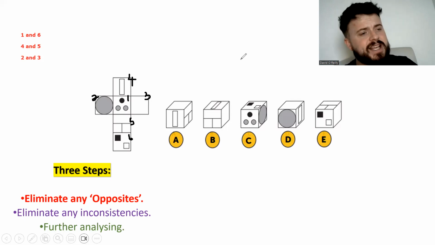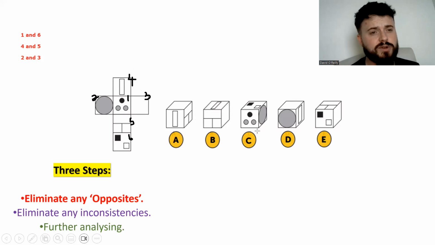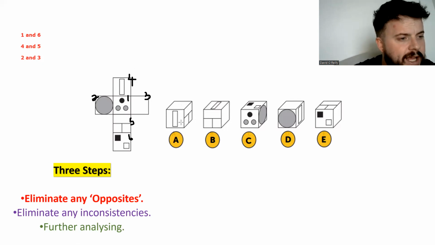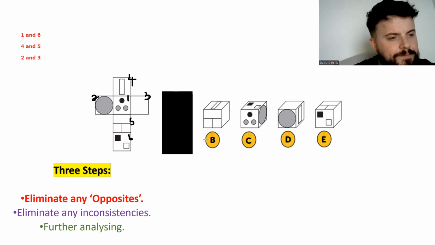But are there any opposites in these cube options? Now, there might be some questions where there won't be any opposites. There might be some questions where there are 4 opposites, okay? You don't know what you're going to get, but always check for them. So if we look at option A, can you see that we've got 4 and 5? We've got that rectangle and we've got these 2 squares with a rectangle on top. 4 and 5 appear in option A. Look, there's number 5 and there's number 4. They should be opposite each other. So A must be wrong. And the same can be said for B. Yeah, we've got number 4 and number 5. We can get rid of B.